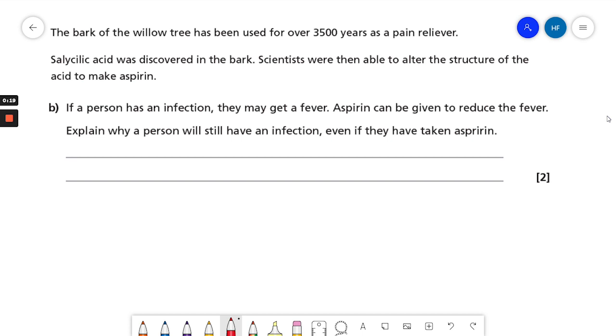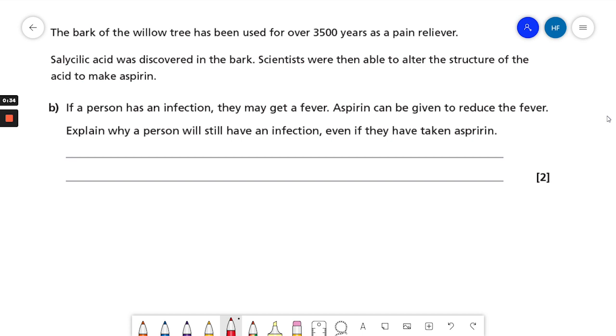If a person has an infection, they may get a fever. Aspirin can be given to reduce the fever. Explain why a person will still have an infection even if they've taken aspirin, and that's worth 2 marks.